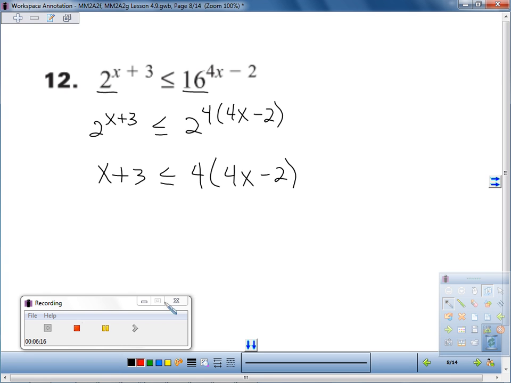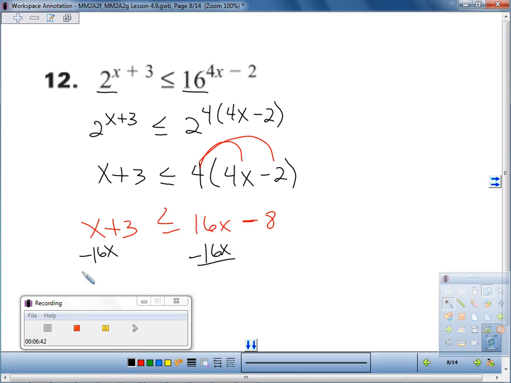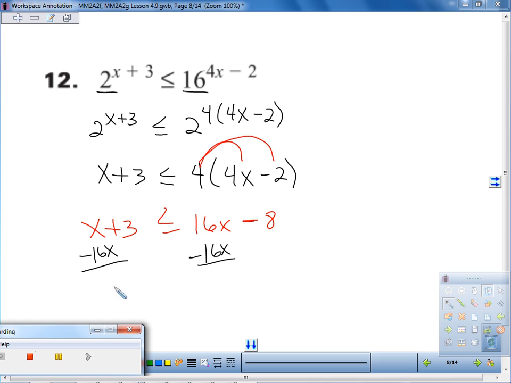Now we're going to distribute, again, this 4. So we get 16x minus 8. Okay, and then over here we have x plus 3. Now, you can move them whichever way. Typically, I like the variable on the left, if at all possible. So let's go ahead and subtract 16x from both sides. So when I do that, I end up with negative 15x, bring down the plus 3, is less than or equal to negative 8.